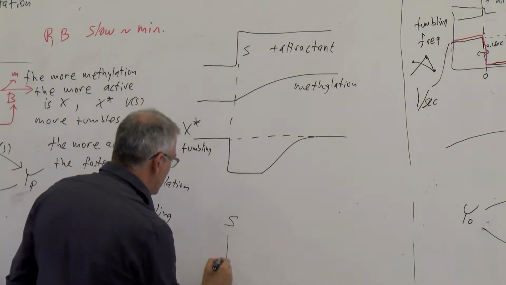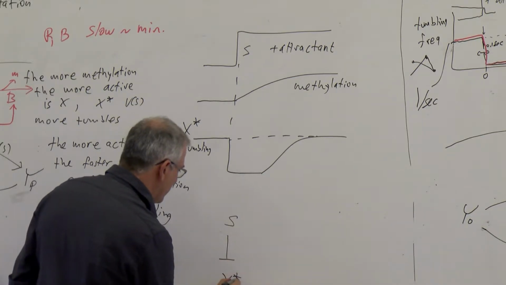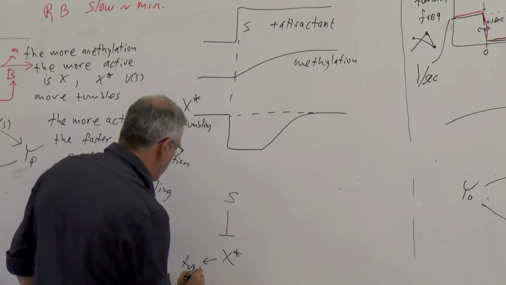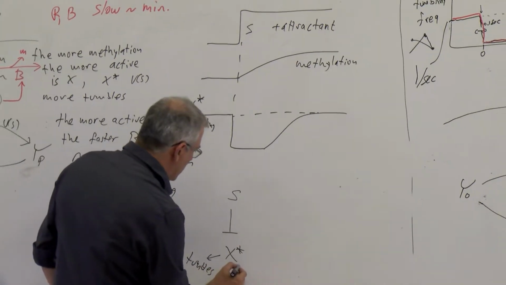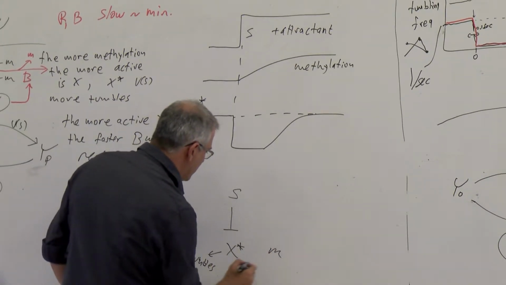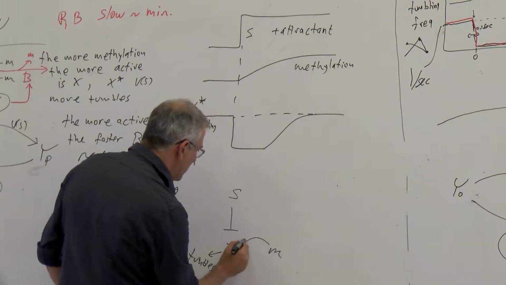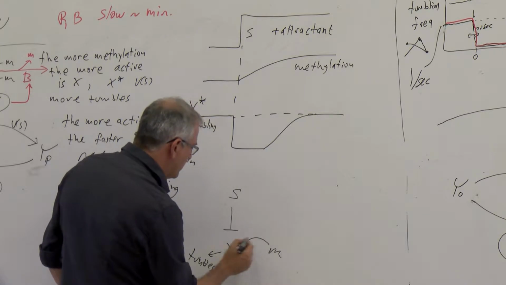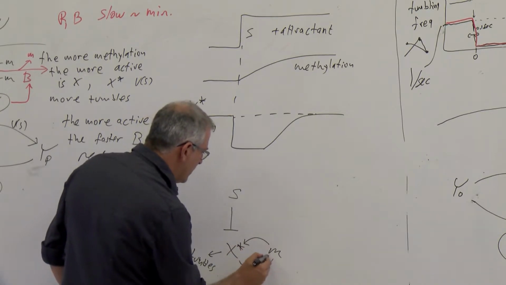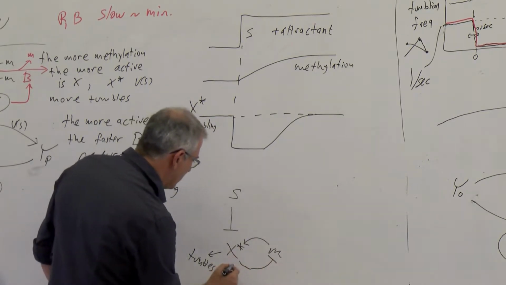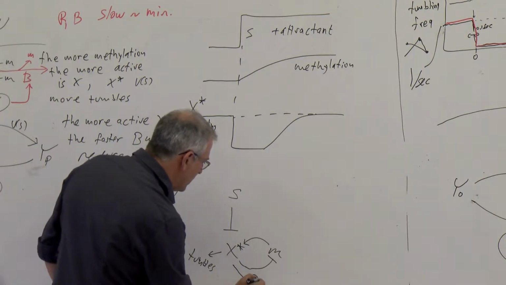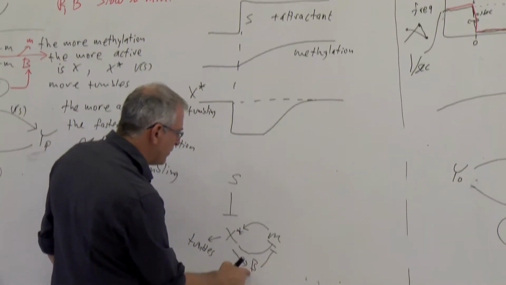Our signal represses the activity, the tumbles. The methylation increases activity, but X inhibits. This is our negative feedback loop. Why? Because X activates B that removes the methylation.